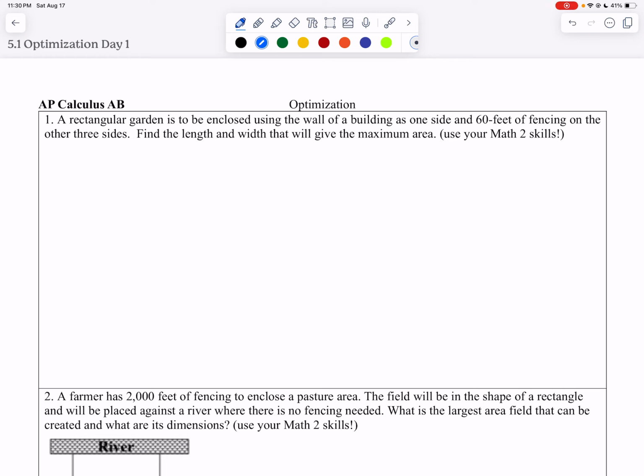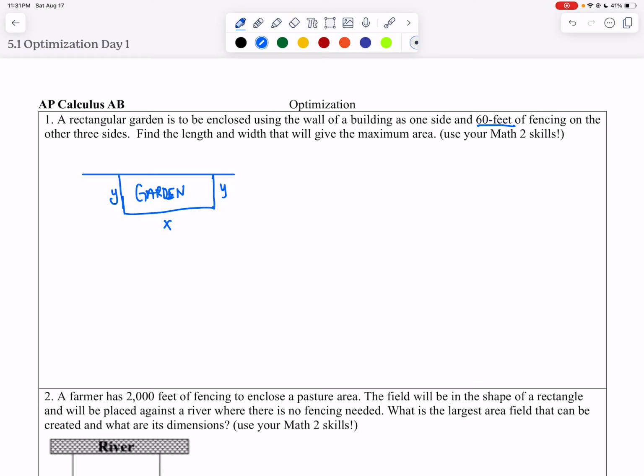Alright, so we have a rectangular garden that is to be enclosed using the wall of the building as one side. So let's say this is our building, and we have our garden right here. And we have 60 feet of fencing. We want to find the length and the width that will give us the maximum area. Well, I know that this is going to be X, this is going to be Y, this is going to be Y. And let's say that I have 60 feet of fencing.